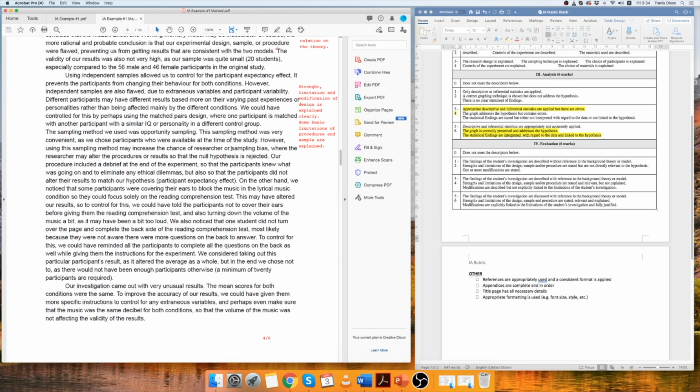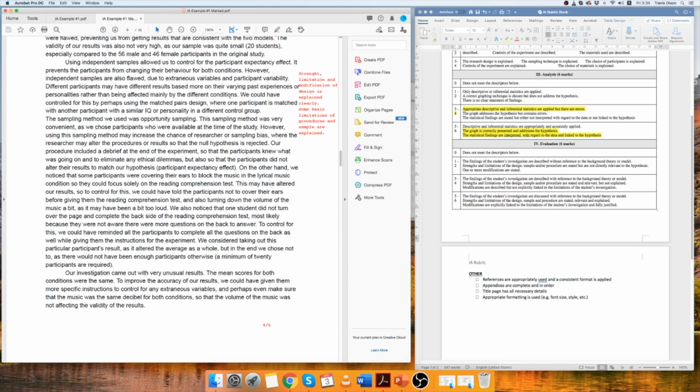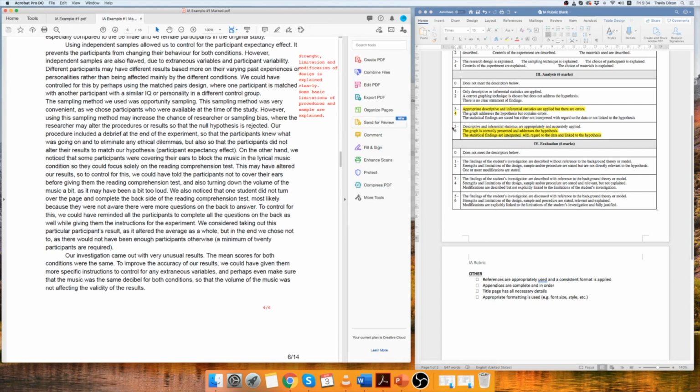Okay, now, for the evaluation part, what I'm looking for is, first of all, have they got strengths, limitations, and modifications for the design, sample, and the procedure, right? All 3. So at least 1 strength and 1 limitation of the design, sample, and procedure. Now, do they have to have plural, 2 strengths and 2 limitations, since there are plurals here? Not in my experience, no. Just 1 is fine.